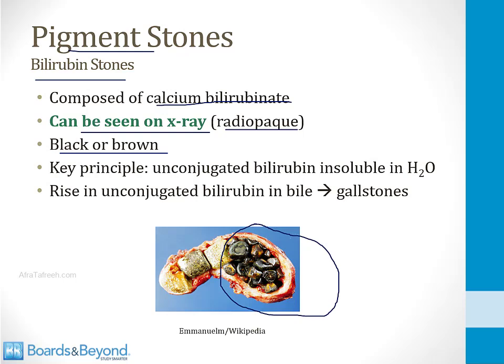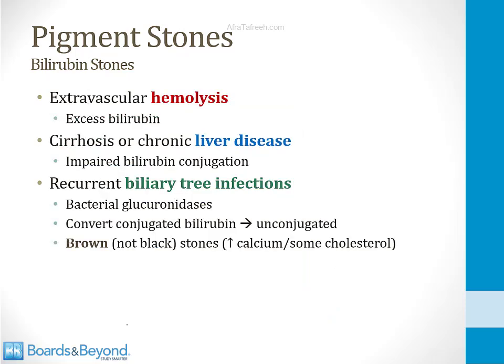The key principle to understanding the risk factors for pigment stones is to appreciate that unconjugated bilirubin is less soluble in water than conjugated bilirubin. So any process that leads to a rise in unconjugated bilirubin level in the bile will lead to these types of gallstones. Patients who have extravascular hemolysis are at risk for these types of gallstones because they have excess bilirubin as the heme gets metabolized into bilirubin in the body.